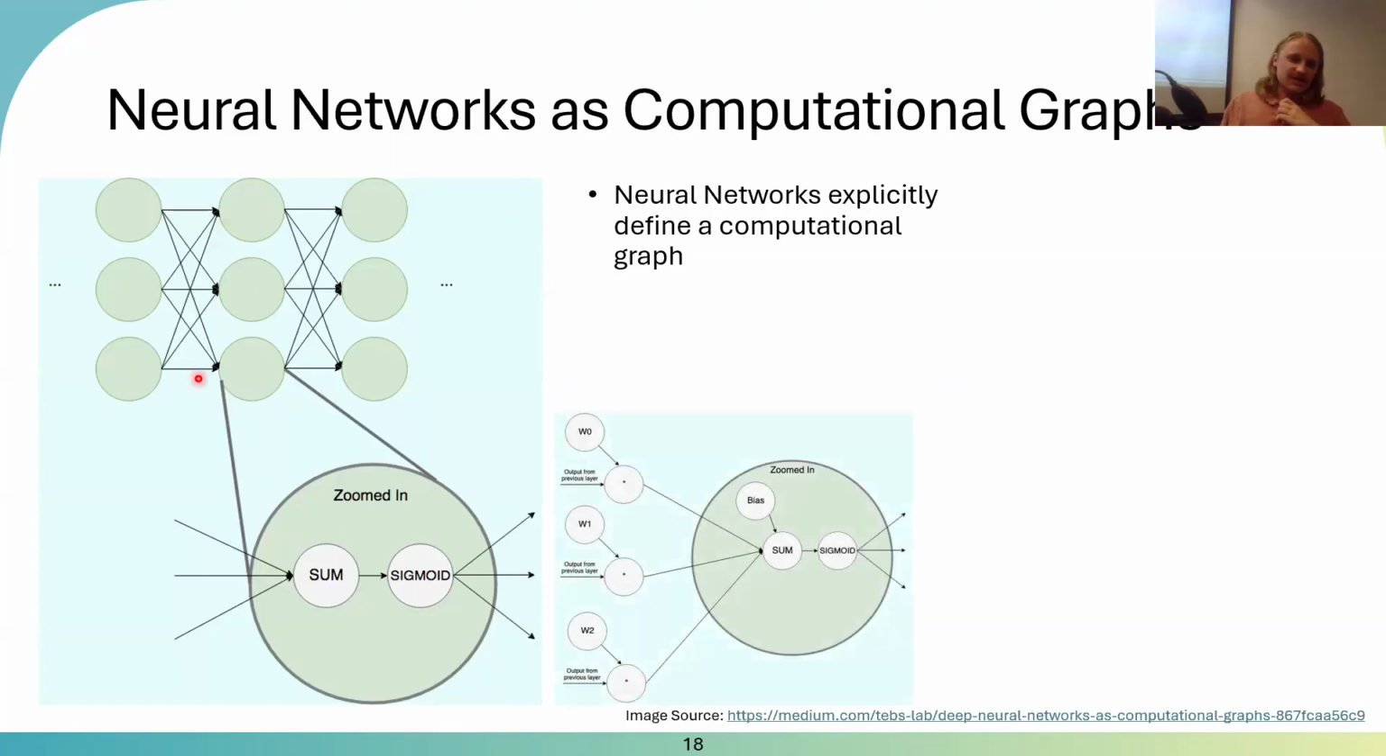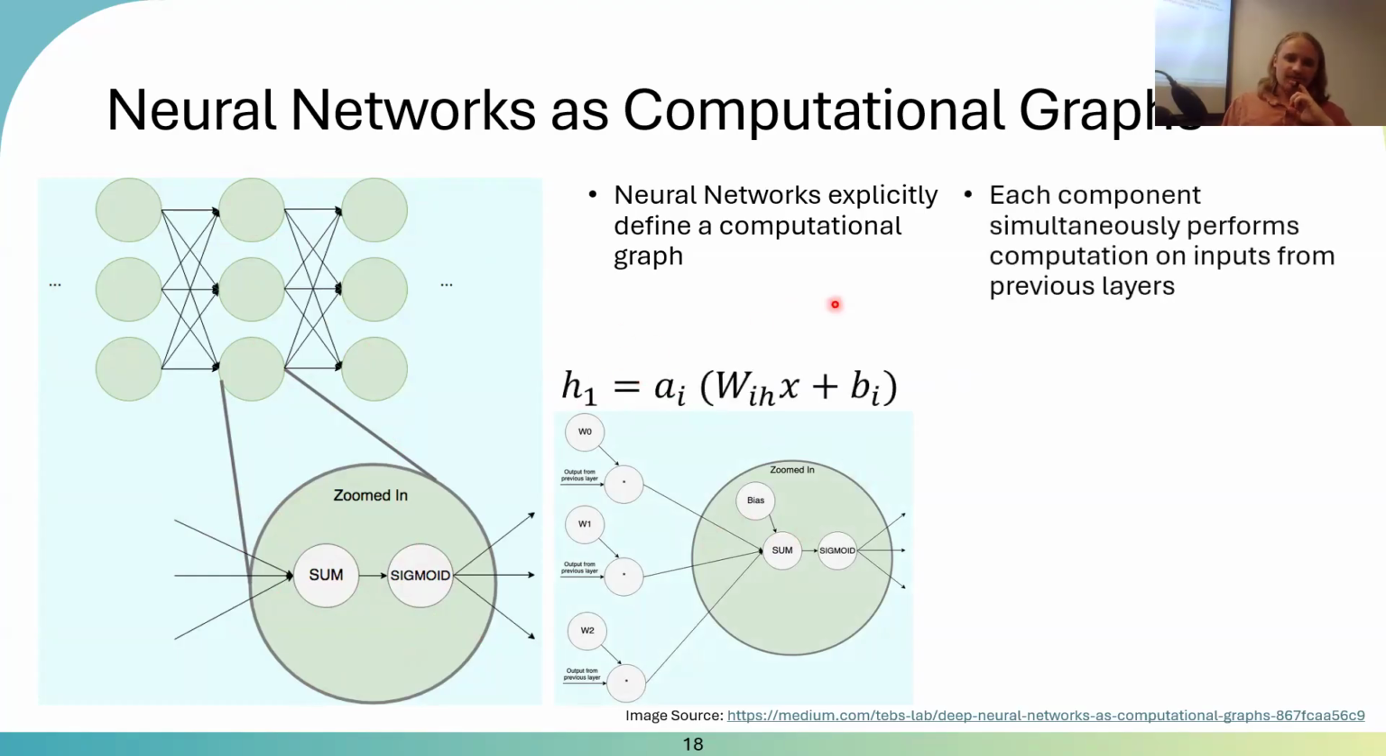So, we might start with our larger, zoomed out version in the top left here, which we can then zoom in on and see that there's going to be some sum taking place with then our activation function, which in this case is a sigmoid. But if we zoom in even more, what each of these neurons is doing is actually simultaneous calculations operating on this same function that we were showing before.